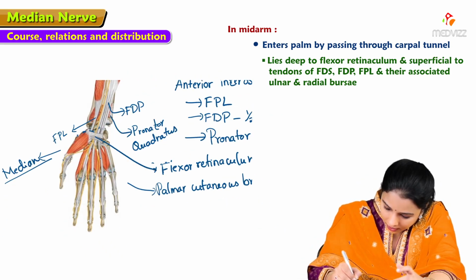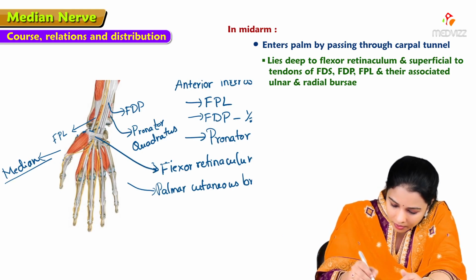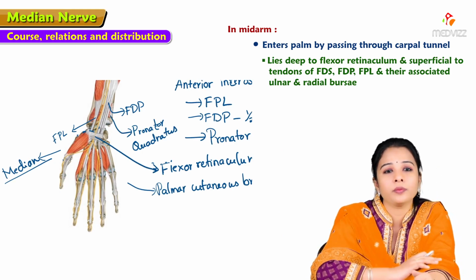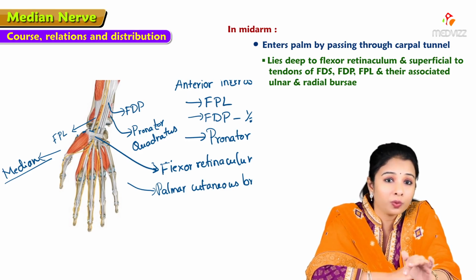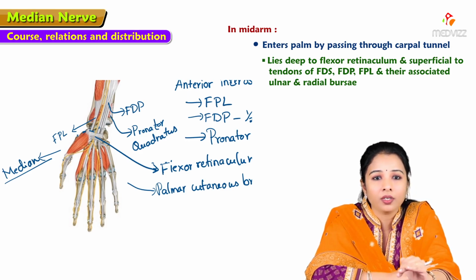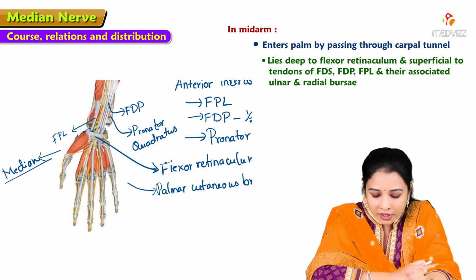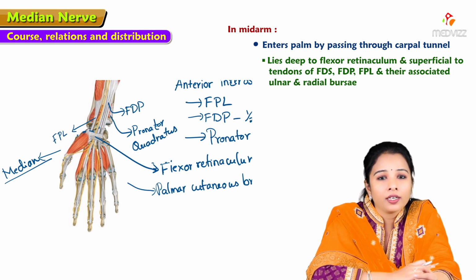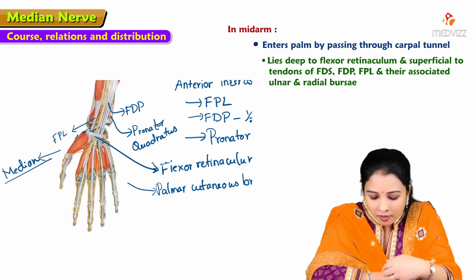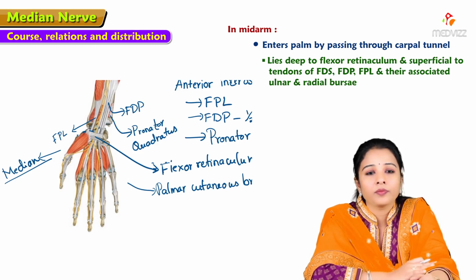This is the flexor retinaculum. So it lies beneath. The actual median nerve lies beneath. The other one is the cutaneous nerve which runs superficial to the flexor retinaculum. So it lies beneath the flexor retinaculum, superficial to the tendons of flexor digitorum superficialis, flexor digitorum profundus, flexor pollicis longus. And it is associated with the ulnar and radial bursa which surrounds these muscles.